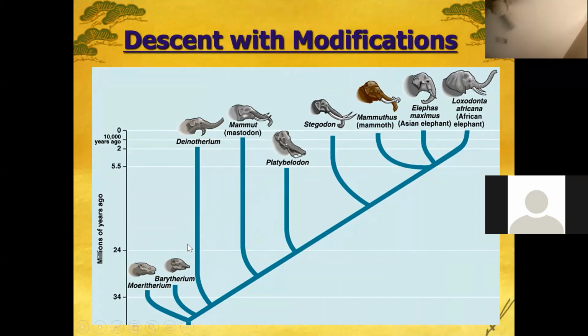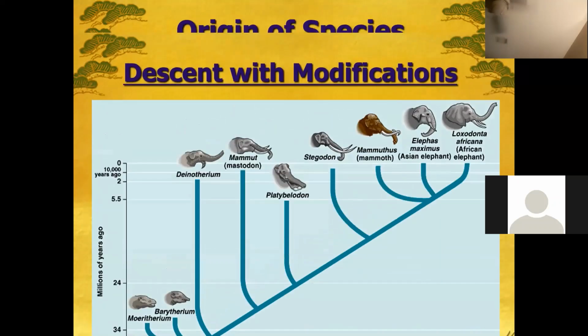So we have this idea of descent with modification, with the last one being the woolly mammoth that became extinct about 10,000 years ago when the Ice Age was happening. You notice it had a lot of fur to help it live during that time. And actually, we might have to adjust this pretty soon, because guys, they're in the process right now of trying to clone the woolly mammoth, which we'll talk about a little later when we cover biotechnology.